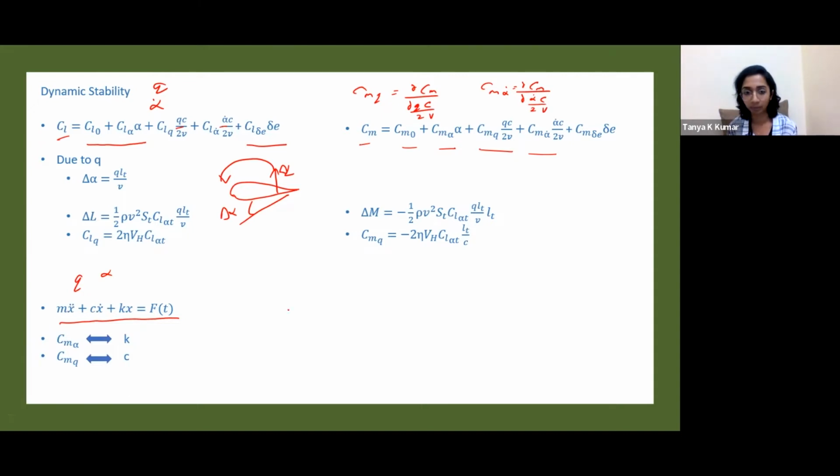it comes to equilibrium. So if this is your equilibrium line and it is subject to a perturbation, whether it comes back to equilibrium oscillating, or comes back smoothly to equilibrium, or deviates from the equilibrium is what the Cmq tells you. So Cm alpha is like the stiffness and Cmq is like the damping coefficient.